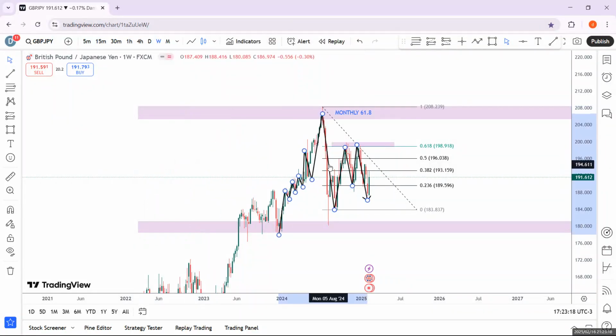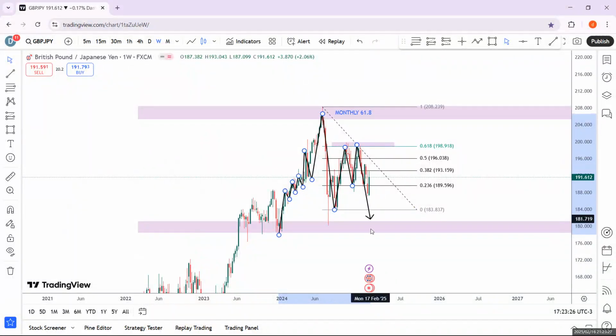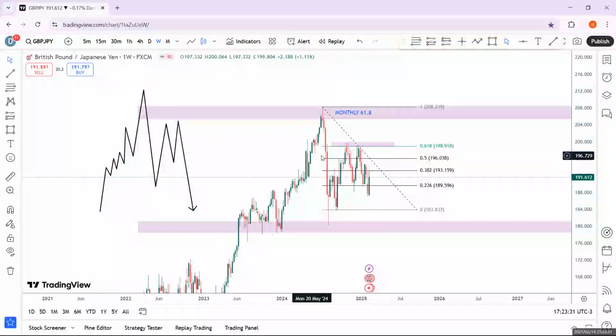Okay, tested 61.8 for the first time, grabbed a higher low, tested 61.8 for the second time, and we can see a crazy bearish movement that broke the last higher low of this, and this movement is going to send prices to as much as this level. Okay, so this is what I'm anticipating with prices.